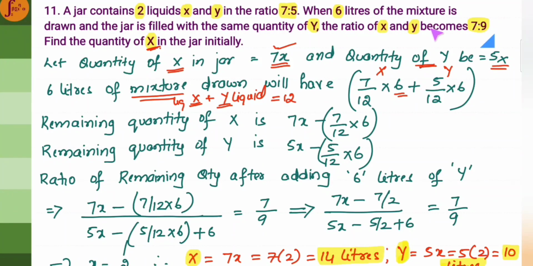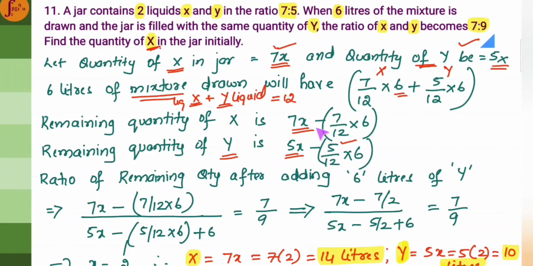Since you have drawn 6 liters, what is the remaining quantity of X in the jar? You actually have 7x, the quantity of X in the jar we assumed, minus 6 liters. But that entire 6 liters is not liquid X. It is a mixture of X and Y. X would be 7/12 of 6 liters. Similarly, for Y, we assumed the quantity of liquid Y as 5x, and 5/12th part of 6 liters is liquid Y.